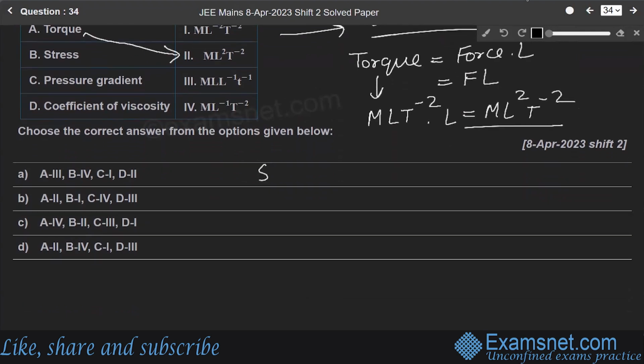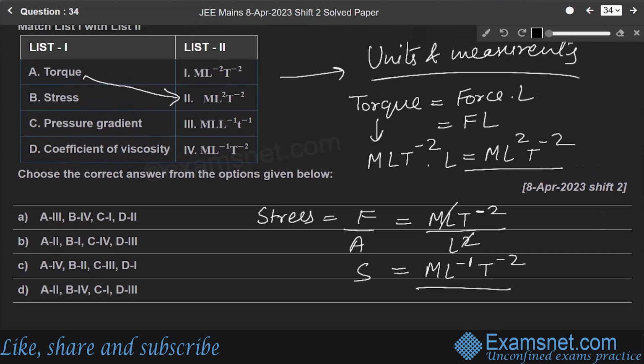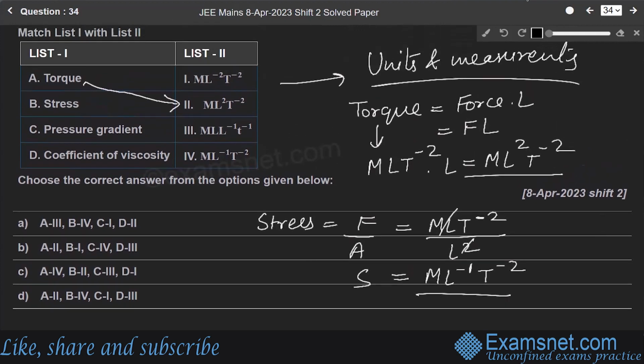Then stress. Stress is equal to force upon area. The dimension is M L T minus 2 over area L square. So it will be equal to M L minus 1 T minus 2. So stress equals M L minus 1 T minus 2.